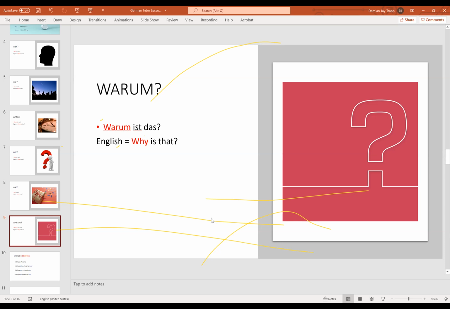Okay, so she thought that the spelling rule or pronunciation rule of German is not the same as English.